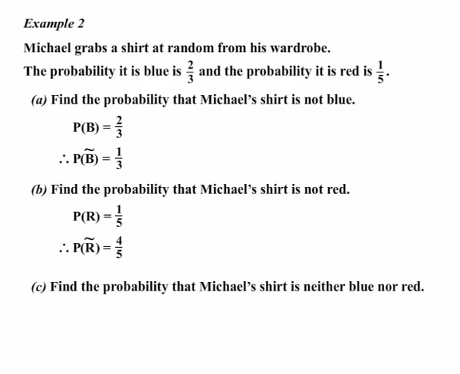Now in part C, we're asked to find the probability that Michael's shirt is neither blue nor red. Well, once again, let's do the opposite. We'll work out the probability that it is blue or red. So the probability of blue is 2/3, red is 1/5. Let's add them together. 2/3 plus 1/5, we get 13/15.